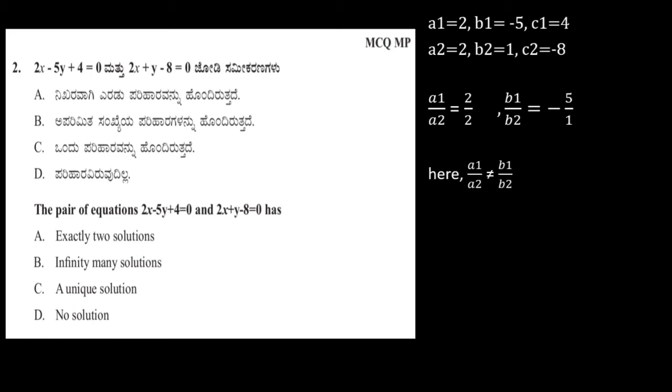a1 by a2 is equal to 2 by 2 we have, b1 by b2 we have minus 5 by 1. That means they both are not equal to each other. So therefore we can say a1 by a2 is not equal to b1 by b2. Therefore answer C, a unique solution, is the correct one.